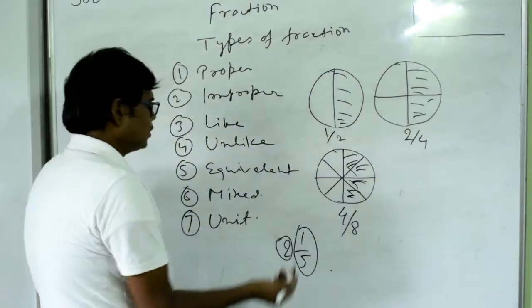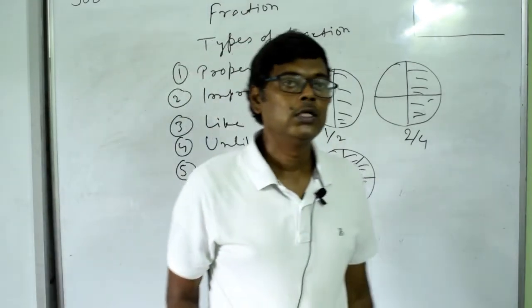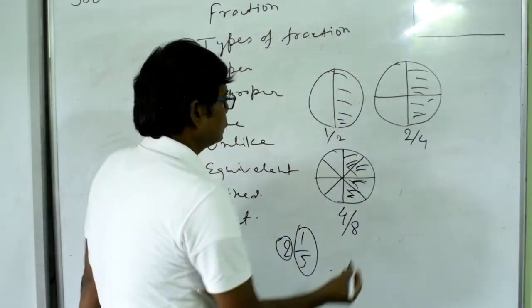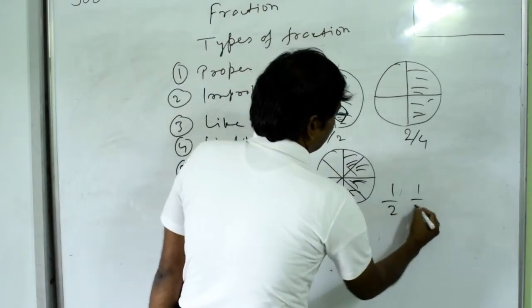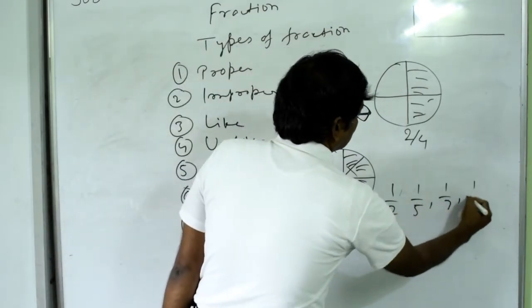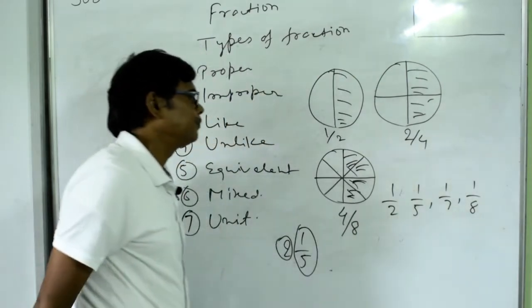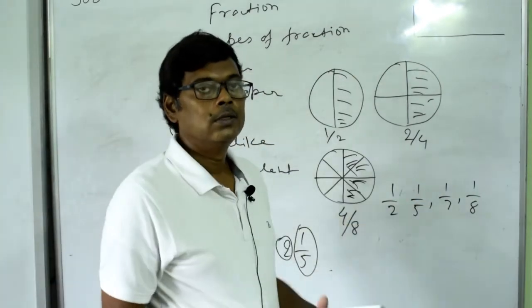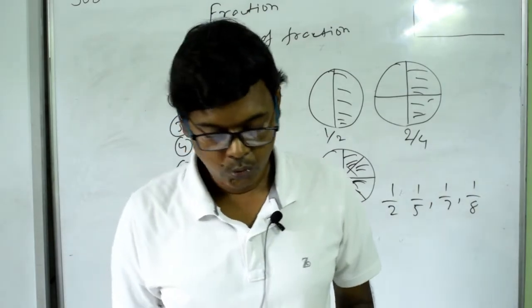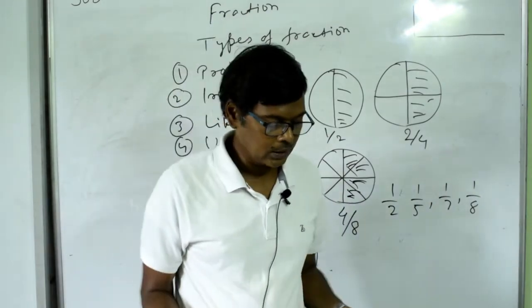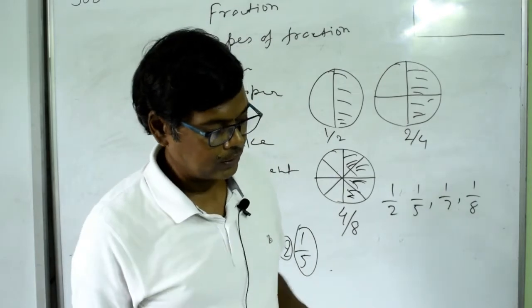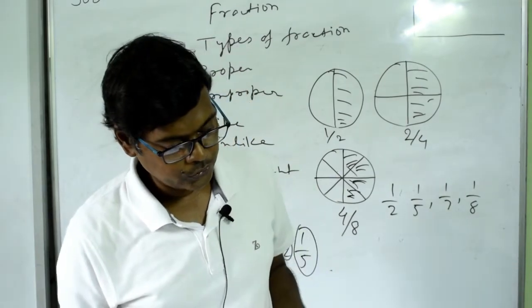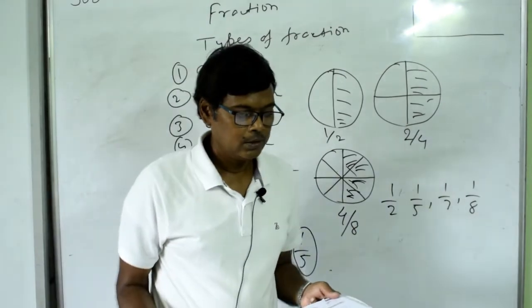And unit fraction means that the numerator of the fraction is 1, like 1 by 2, 1 by 5, 1 by 7, 1 by 8, etc. These are called unit fractions, because in all these fractions the numerator is equal to 1. So these are the definitions of some terms. Now we are going to solve some questions from the recap exercise.